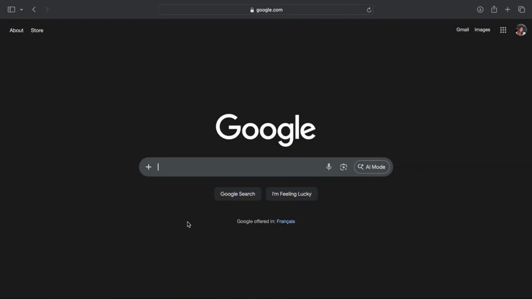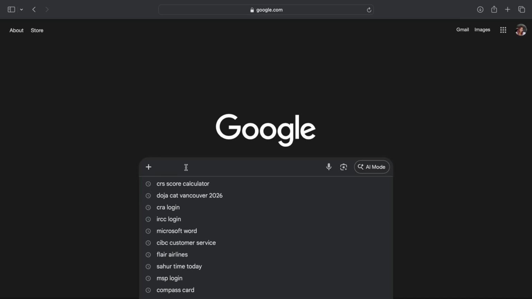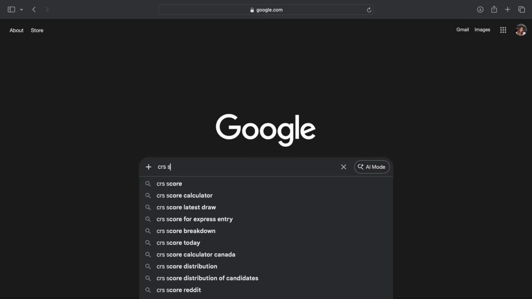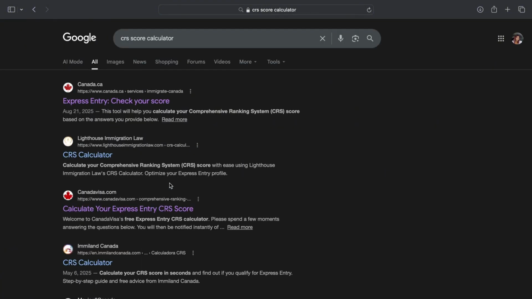So the first thing you want to do is open up your browser. You can go to Google and type in CRS score calculator. Mine is already in my history, so it just pops up easily. Alternatively, you can go directly to the Canada website where there are different options available. But I'm just going to click on the first result here, which brings me here.